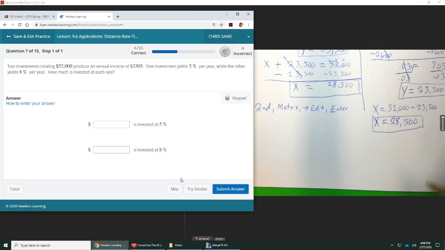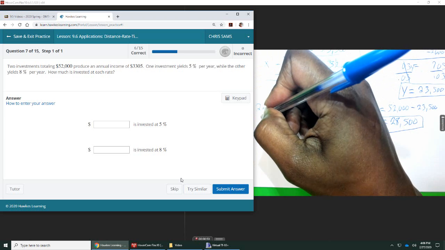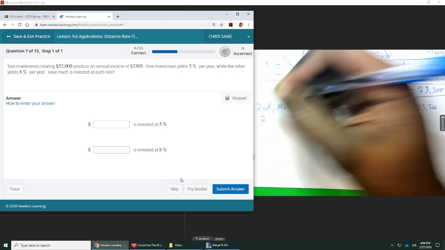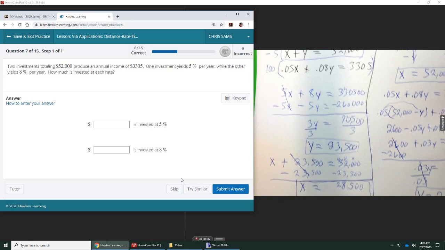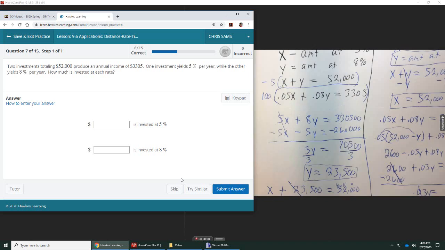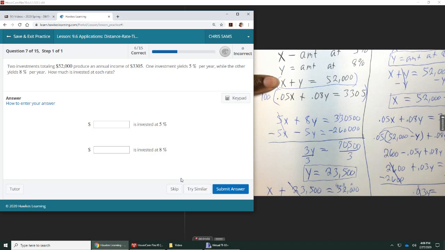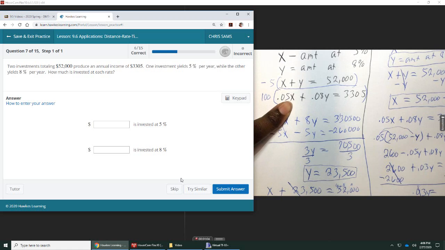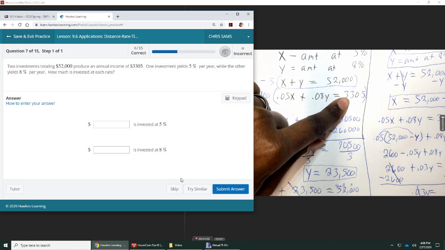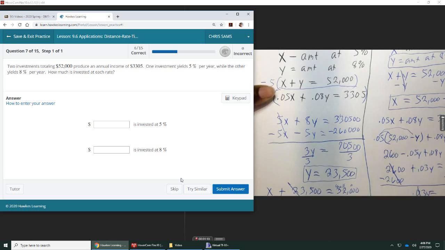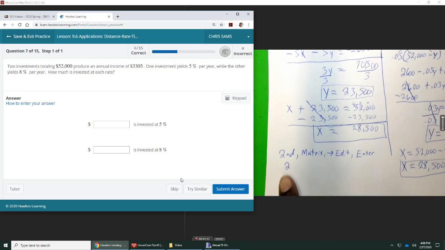Okay. So your arguments are going to be 2. And the 2 stands for how many equations we had. So this is when I did the first method. It's kind of doing this method, but by the calculator. We had 2 equations, x plus y equals 52,000. And then we had the 0.05x plus 0.08y equals the 33,305. So we have 2 equations, so that's why the number 2.